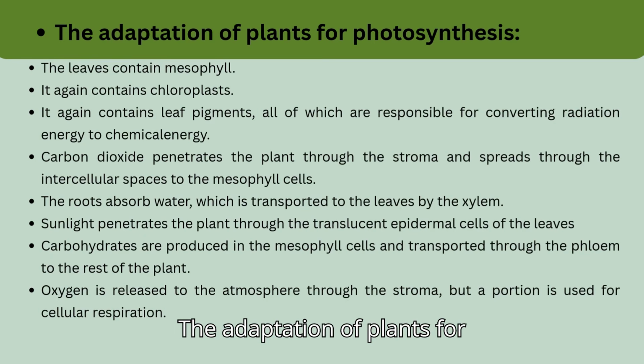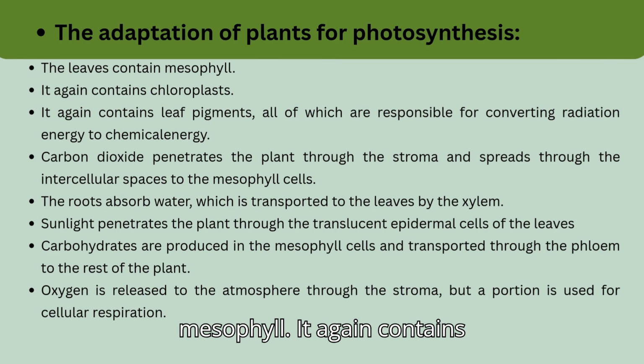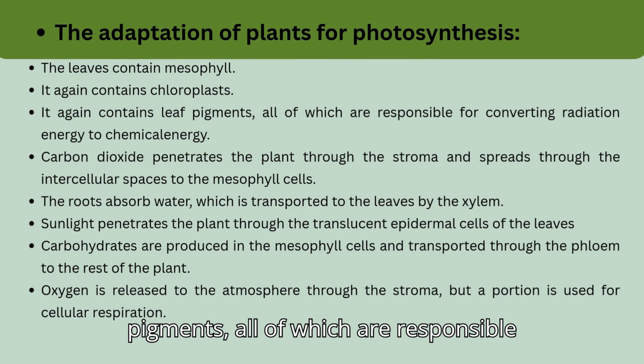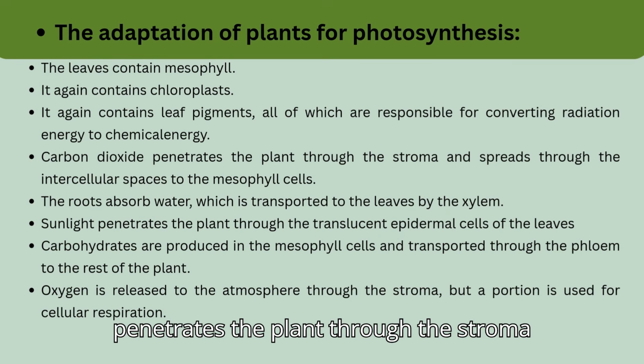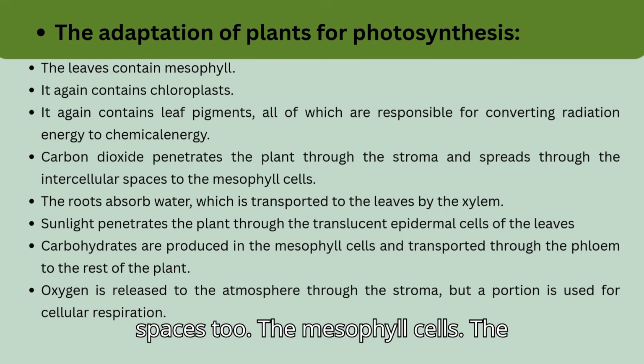The adaptation of plants for photosynthesis. The leaves contain mesophyll. It again contains chloroplasts. It again contains leaf pigments, all of which are responsible for converting radiation energy to chemical energy. Carbon dioxide penetrates the plant through the stomata and spreads through the intercellular spaces to the mesophyll cells.